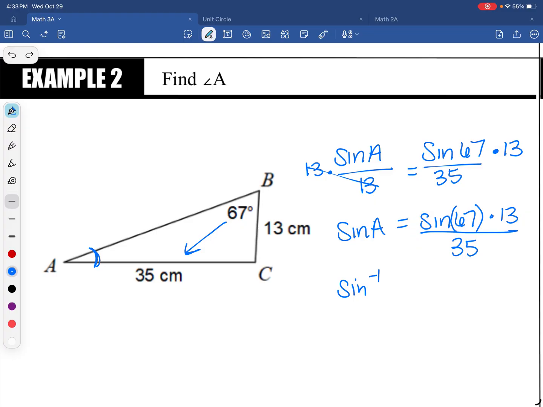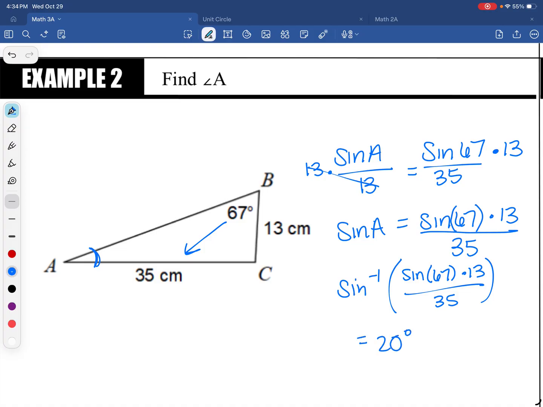I'm going to write out what you're actually going to type in. So you're going to type in sine 67 times 13 all over 35. Okay, it's going to take me a second to actually do that. So we have arc sine, and I'm going to use my fraction button on the inside just to make sure that it's working in the right order of operations. And I got 19.99, so that's going to be 20 degrees.